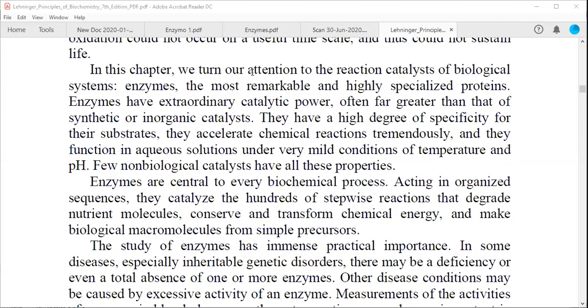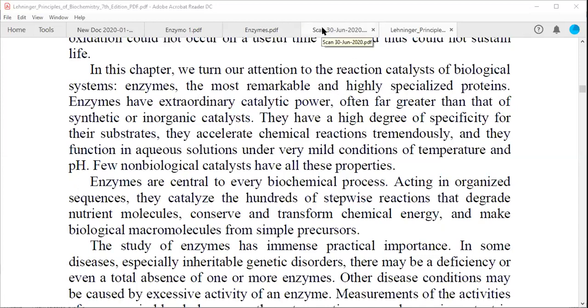So in this chapter, we turn our attention to the reactions catalyzed in biological systems. These are called enzymes, which are responsible for catalyzing the biochemical reactions in biochemical systems, for example, in animals. The most remarkable and highly specialized proteins, because most of the enzymes are proteins. Enzymes have extraordinary catalytic power, as we will discuss for some of the enzymes.